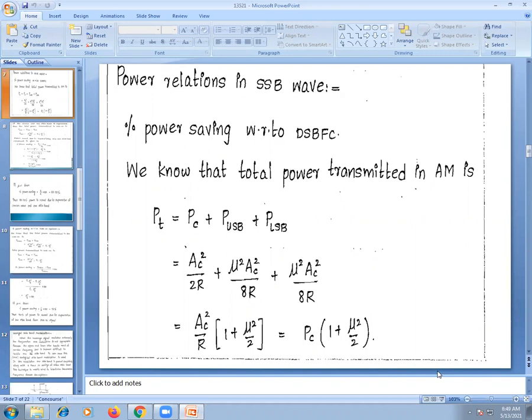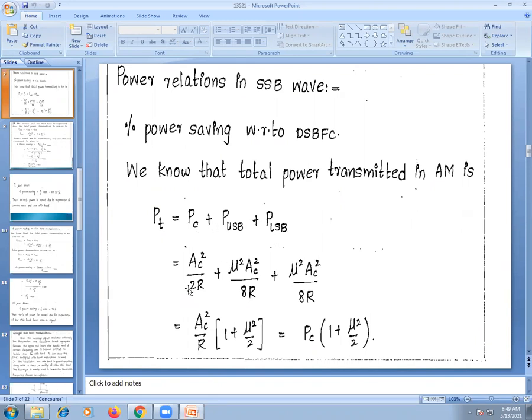First of all, let's see what the power relation of DSB-FC is. You know that the total power transmitted in the AM is total power PT equal to PC plus power of the upper sideband plus power of the lower sideband. This is the total power of the AM wave. What is the AM wave? This is the DSB-FC, double sideband full carrier. The carrier is there, two sidebands are there. So the total power is carrier power plus upper sideband power plus lower sideband power.